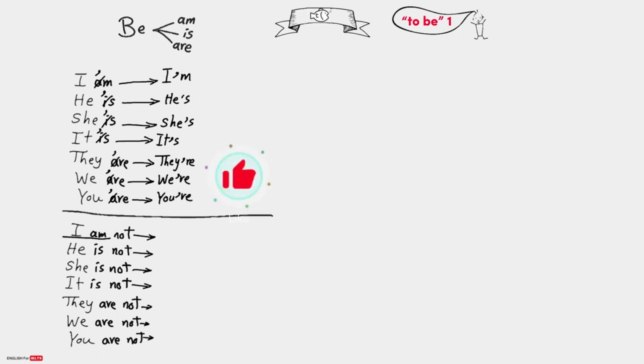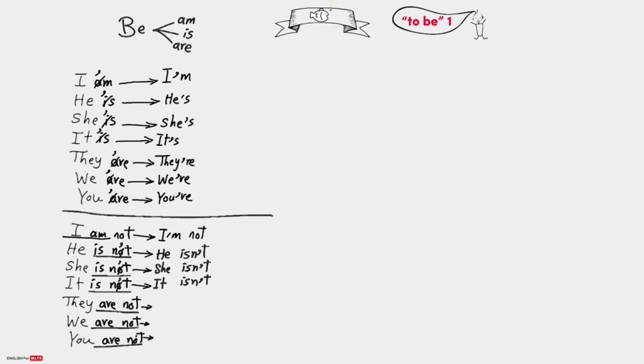The negative. The short form of I am not is I'm not, but for is not, we can contract it by removing the O from not and putting an apostrophe instead. He is not becomes he isn't, she isn't, it isn't. And the same for are not. We remove the O and put an apostrophe. They aren't, we aren't, you aren't. Well, that's all about verb to be and its short forms.